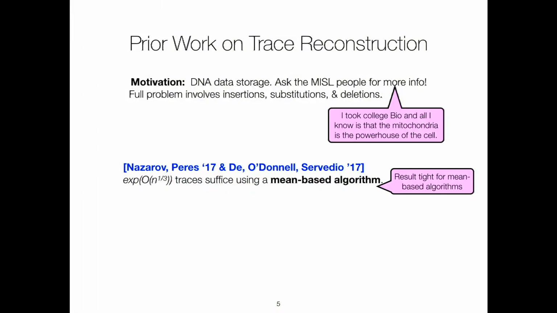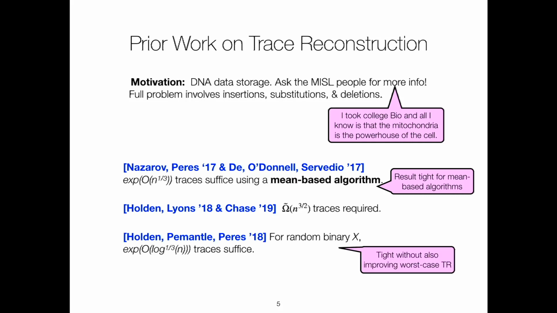So what do we know about this problem? Remember that n is the length of the unknown string. We know that exp(n^(1/3)) traces suffice to find the original string. This is using something called a mean-based algorithm, where you're basically just looking at the expectation, single bit statistics of the traces. As for lower bounds, we know that n^(3/2) traces is required.